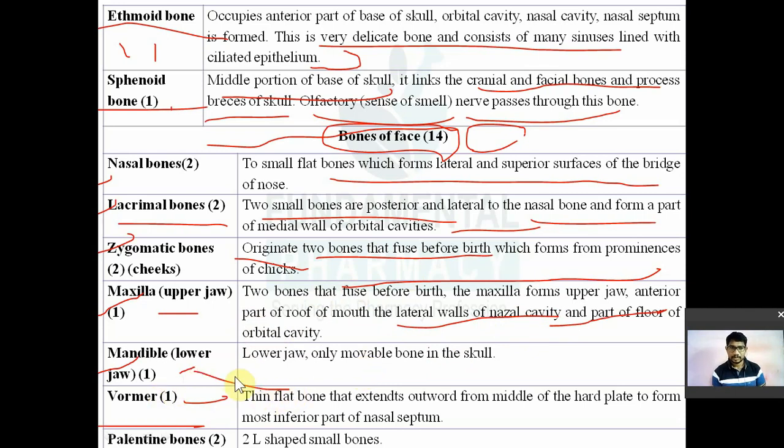And lower jaw is known as mandible. Lower jaw only movable bone in the skull. Remember this: mandible is the only movable joint bone in the skull. Only movable bone in the skull. बाकी सब फिक्स है, बाकी कोई मूवमेंट नहीं.